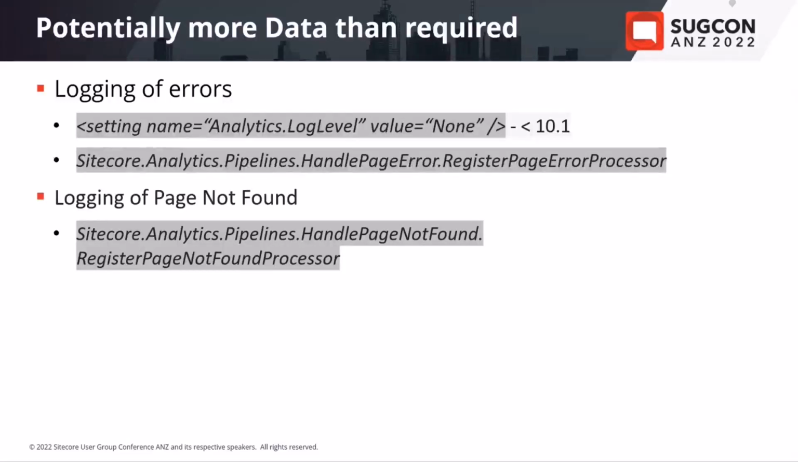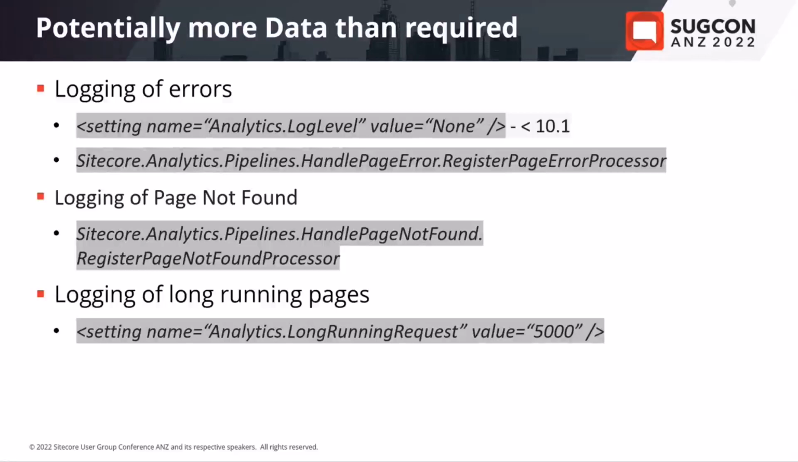Another one is there's another processor in the pipelines for handling page not found. Again, could be useful if you are using it. If you're not using it, it might be worthwhile taking out of the interaction data. And then finally, the long running pages. Now, unfortunately, this is part of a processor that is required. However, we can set this to a number that isn't going to basically log them in the analytics data.